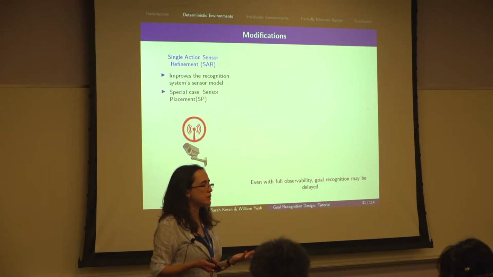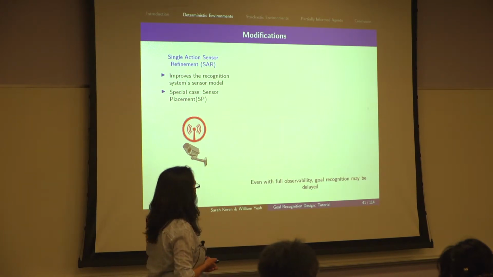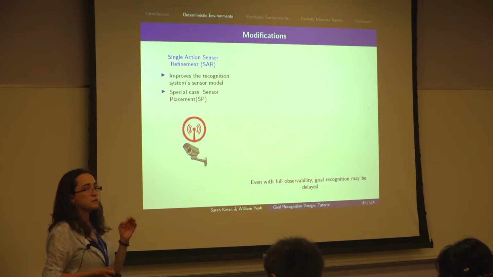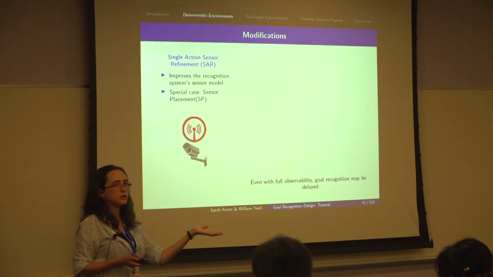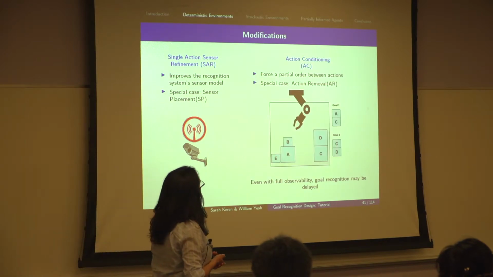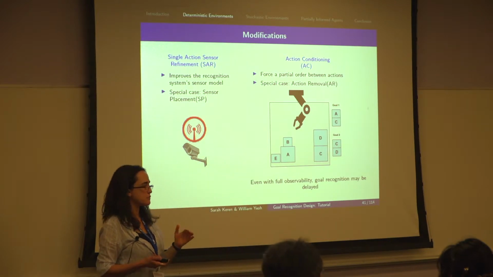And a very intuitive understanding here is that more sensors are always better for the recognition system. But remember that I showed you that we blocked actions, right? We build walls. We can't always build walls. Sometimes we have to introduce more subtle forms of change.